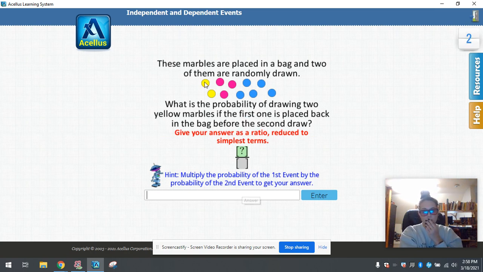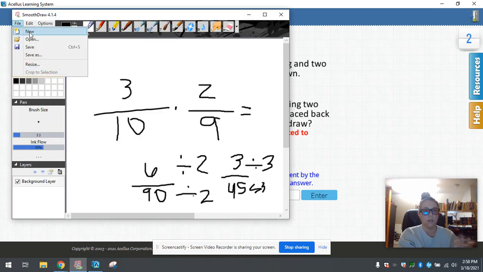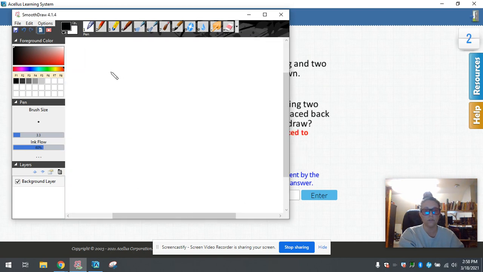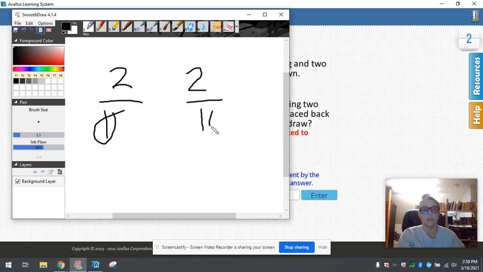These marbles are placed in the bag, randomly drawn. What's the probability of drawing 2 yellow marbles if the first is placed back in the bag? Okay, so we have a 2 in 10 chance of drawing a yellow marble on our first draw, and that marble gets placed back in the bag, so I get another 2 in 10 chance to get a yellow marble. That's a 10. Use your imagination.